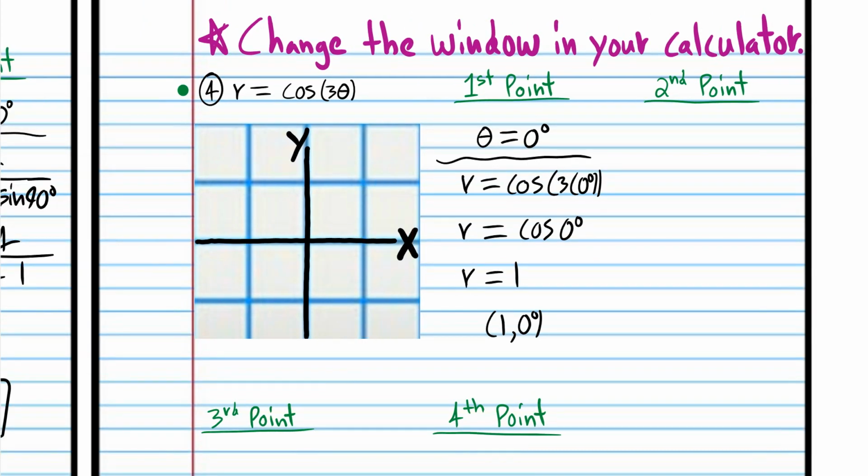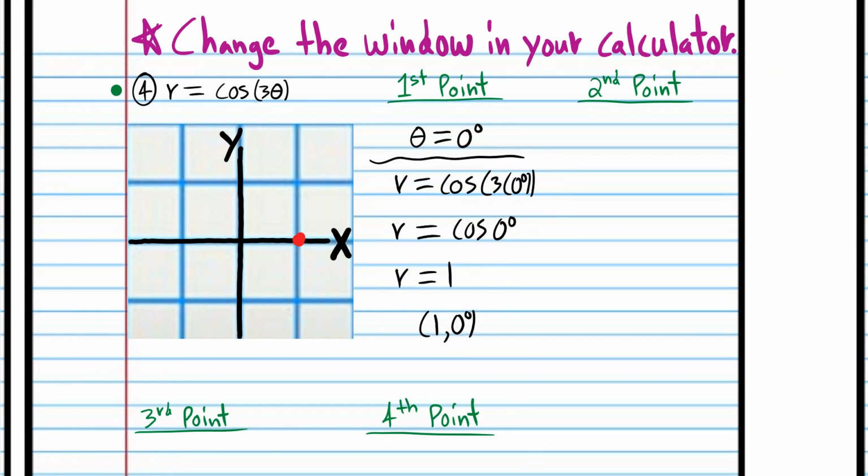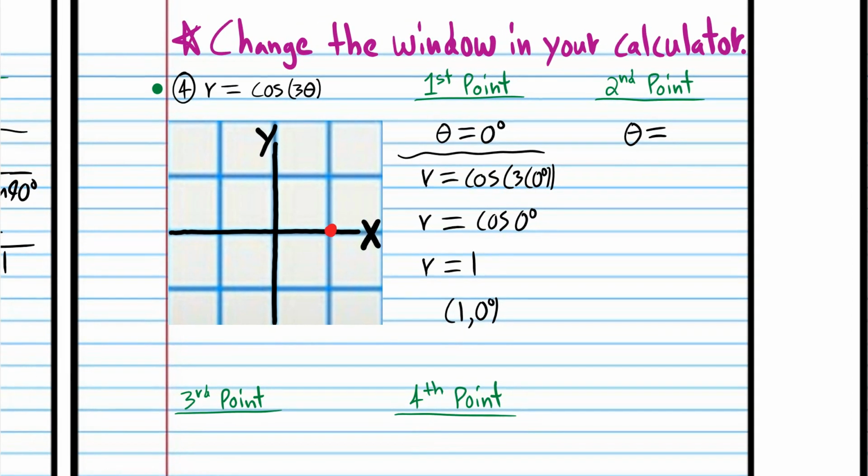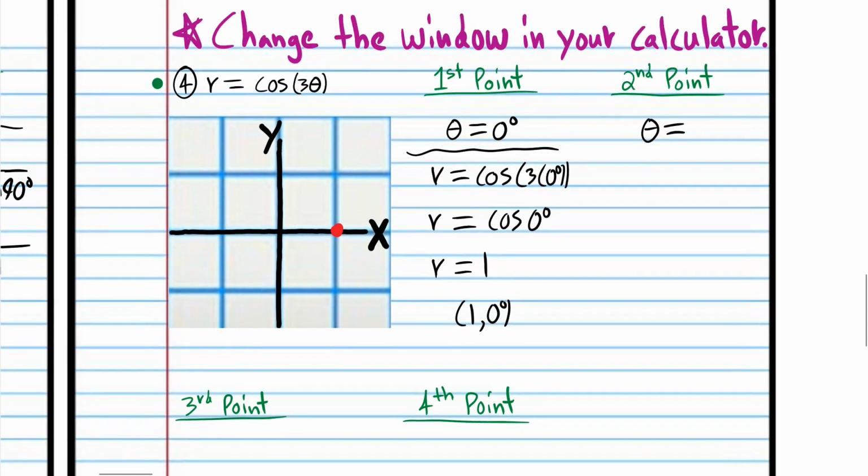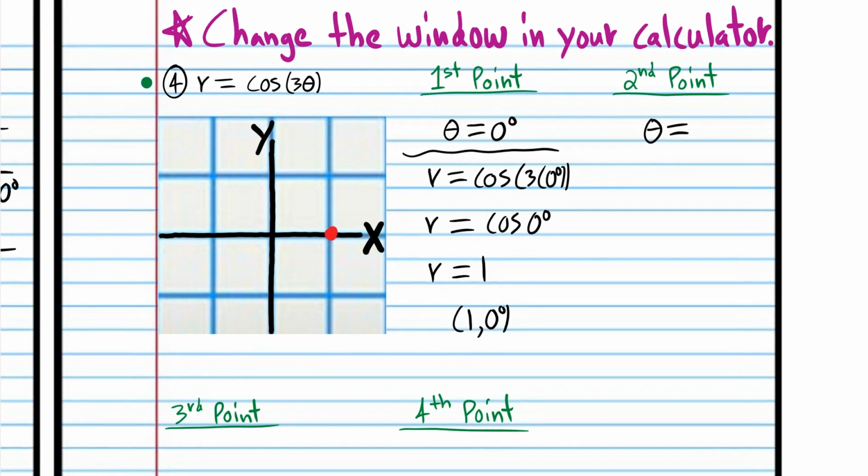So now I'm going to choose another theta value, and it's a little bit more difficult to find theta values that are going to help us here because we're multiplying theta by 3, so I'm sorry about that, but that's just a difficulty of this particular problem. We could try maybe 90 degrees. I don't know if that's going to work, but we can try it.